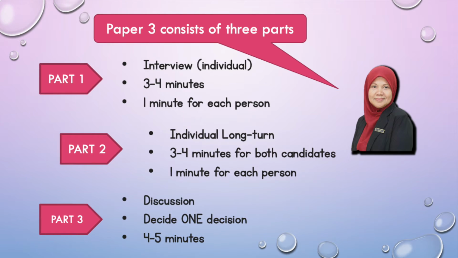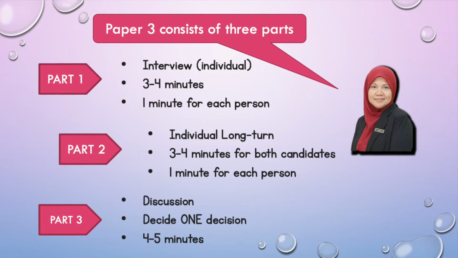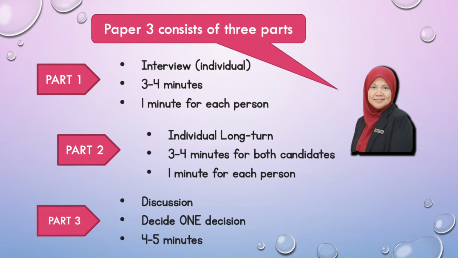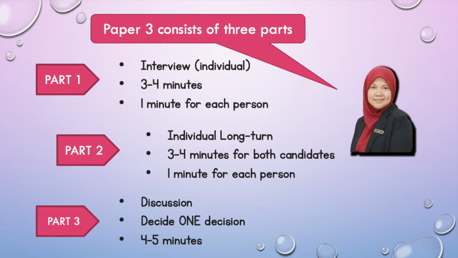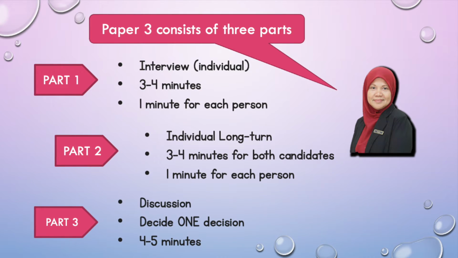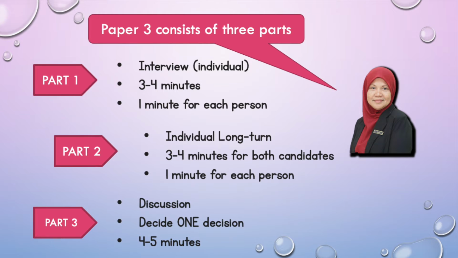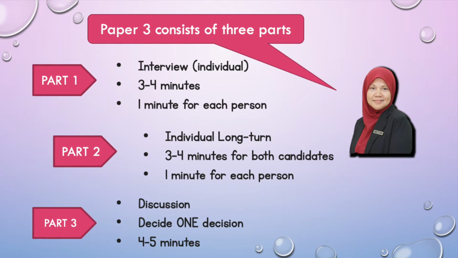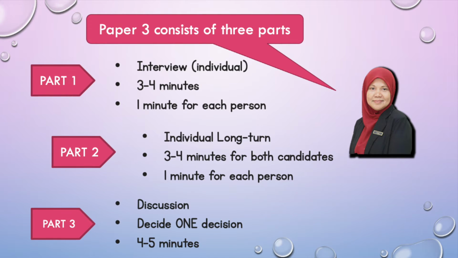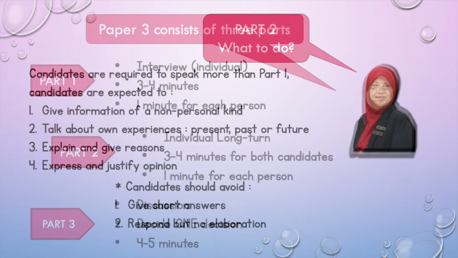Part 2 is individual turn, where both candidates will have to answer 1 question each of similar theme. Each candidate will spend about 1 minute to give points according to the rubric given. Total time spent for this part is 3 to 4 minutes. Part 3, on the other hand, is discussion, where both candidates will be involved in a discussion for about 4 to 5 minutes. In this video, I will only focus on Part 2.